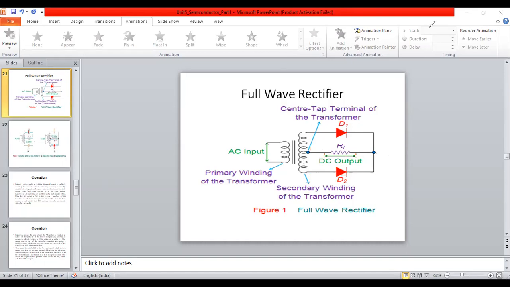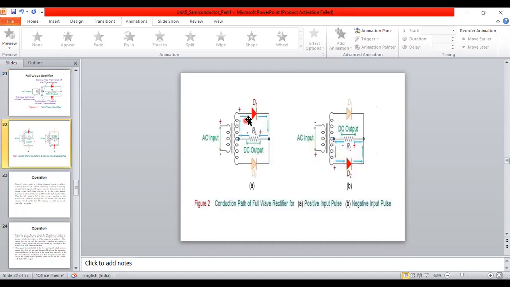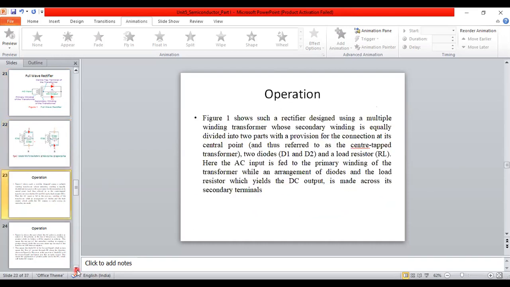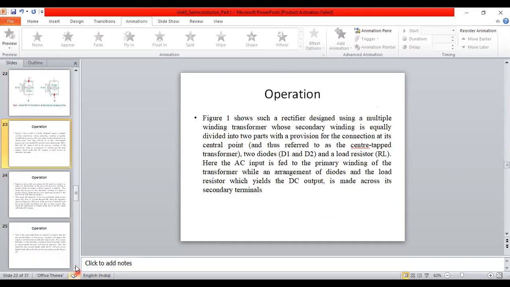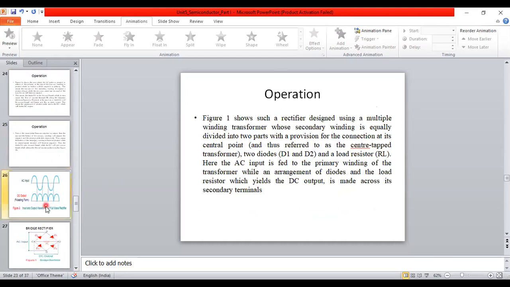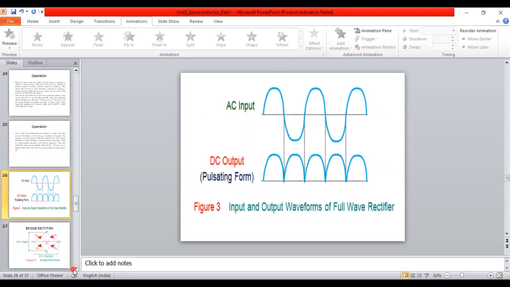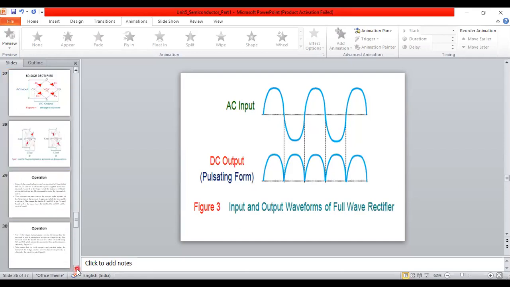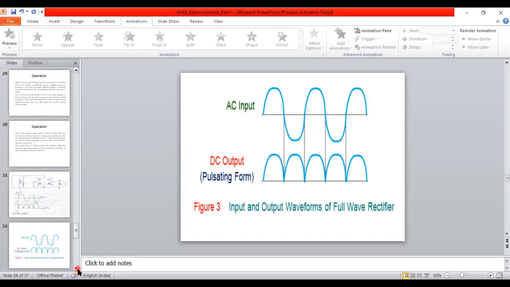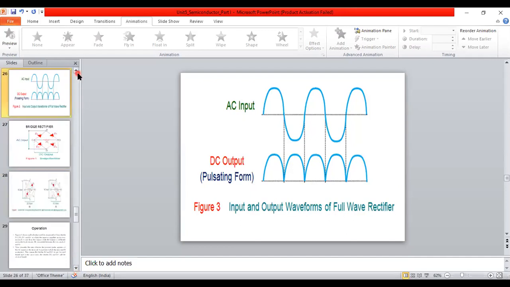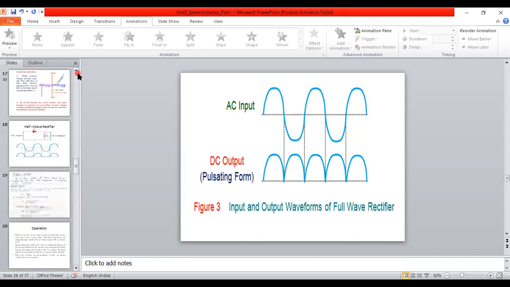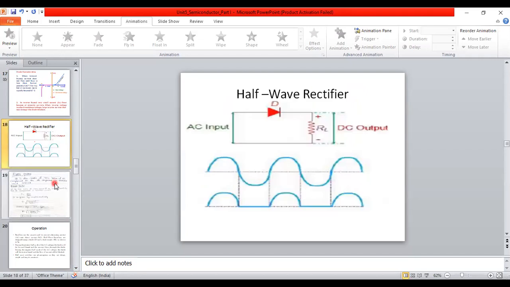For the positive half cycle, this diode will conduct, and for the negative half cycle, this will conduct. The same explanation we have given in the operation here. Now these are the waveforms I will consider. Just a minute.